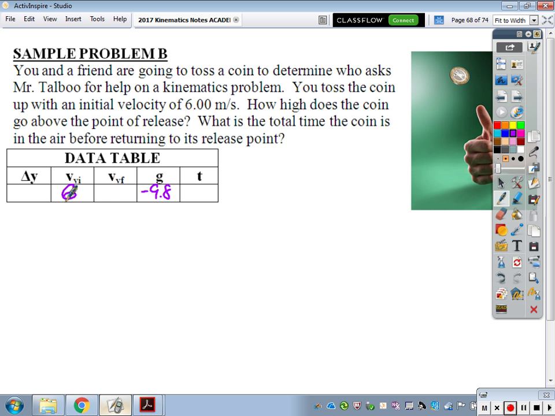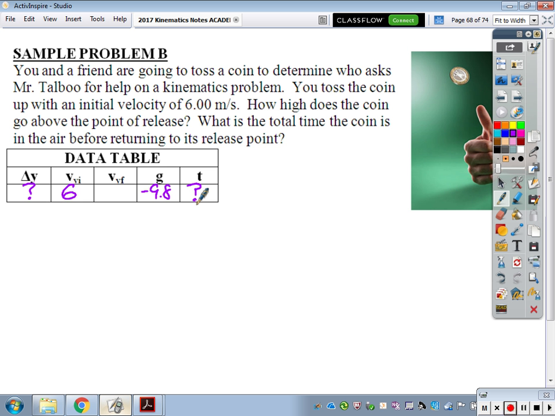V final is 0. We need to be careful about it, and I'll explain why. I don't want you to put anything in for V final just yet. We'll see why in a minute. So actually, there is nothing else because we are going to be finding delta y, and we're going to be finding t. So we're asked in our first question, how high does the coin go above the point of release?